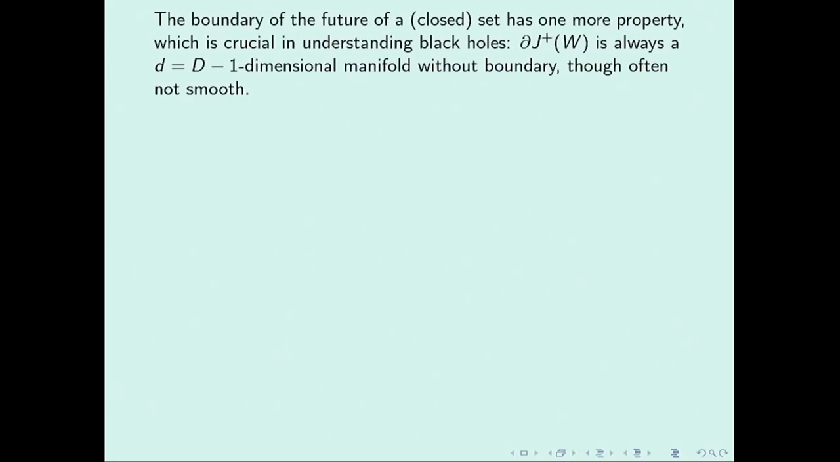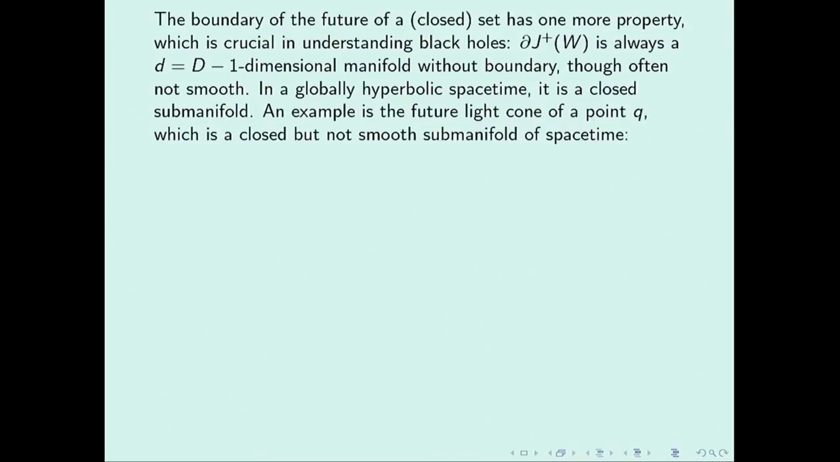So there's one more property of the future of a closed set, and then I think that's the last thing I'll try to explain today. The boundary of the future of a closed set is always a manifold without boundary, though it's often not smooth. In a globally hyperbolic spacetime, it's a closed submanifold.